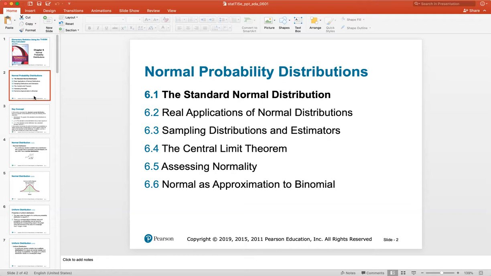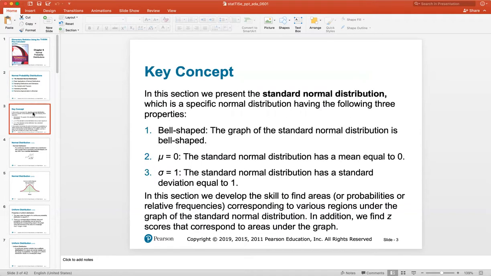Now let's see 6.1. In this section we present the standard normal distribution, which is a specific normal distribution having three properties: its graph is bell-shaped, the mean mu is 0, and the standard deviation sigma is 1. In this section, we develop the skill to find areas, or probabilities, or relative frequencies. Finding area is nothing but finding probability. I'll show you.